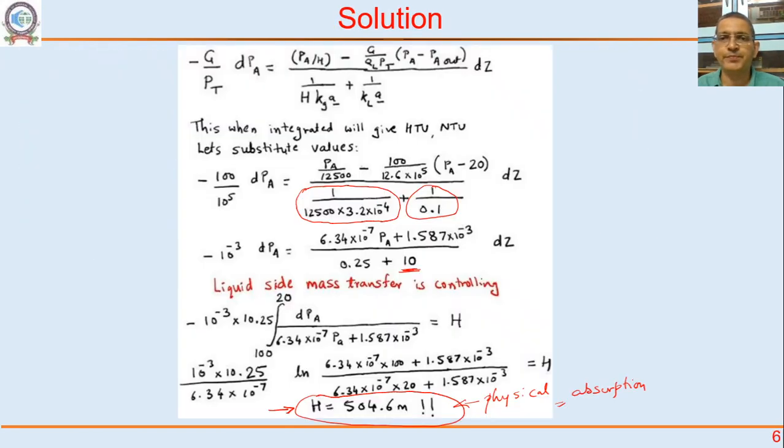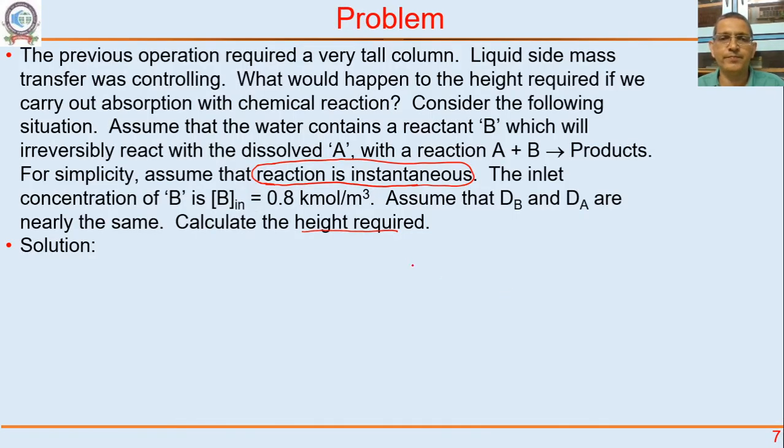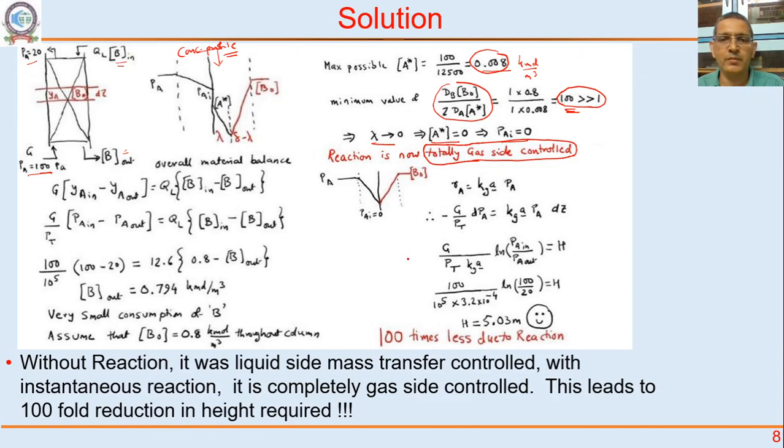Look at this. We had liquid side resistance and gas side resistance. Liquid side resistance was 40 times larger. Now this resistance is going to be completely eliminated. It's going to be completely gas side controlled. So height is going to reduce dramatically. See?